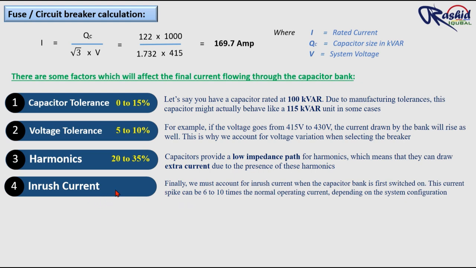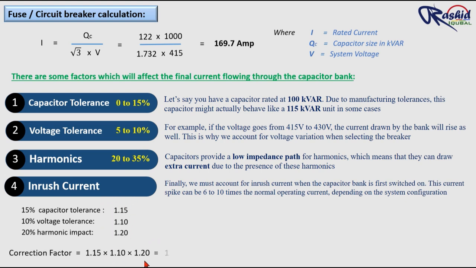So for our calculation, we will assume 15% capacitor tolerance, that is 1.15, 10% voltage tolerance, that is 1.10, and 20% harmonic impact, that is 1.20. Multiplying these factors gives us the total correction factor. So the total correction factor is equal to 1.518. This is the total correction factor which we'll consider while selecting the circuit breaker.